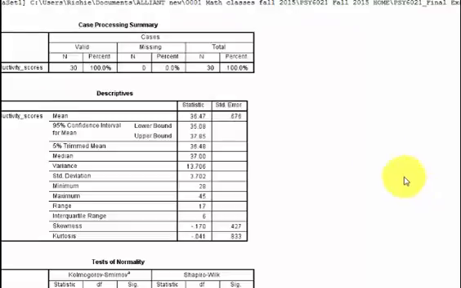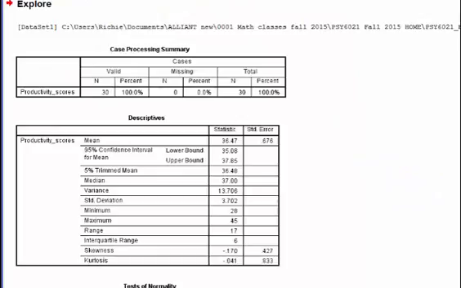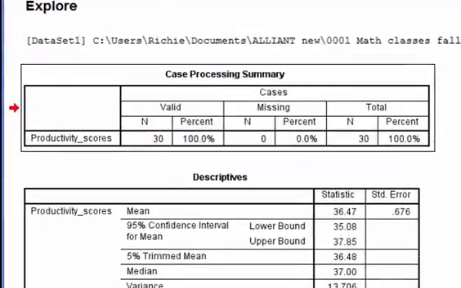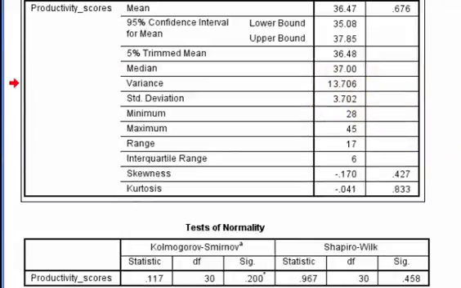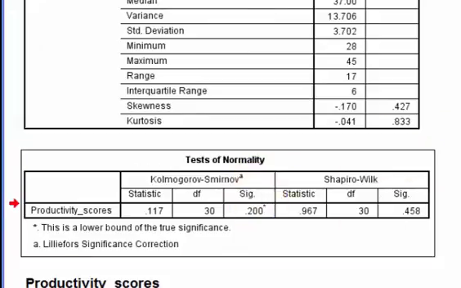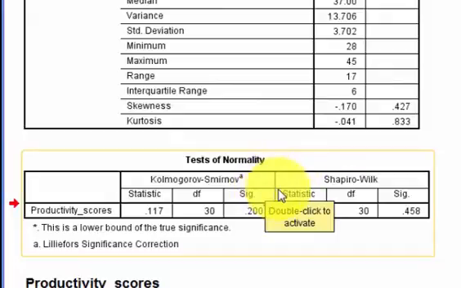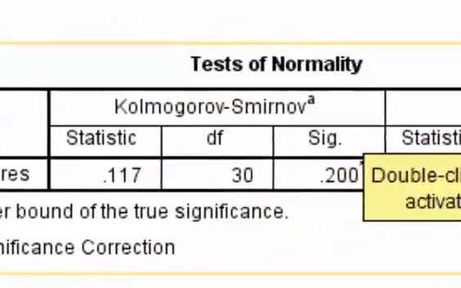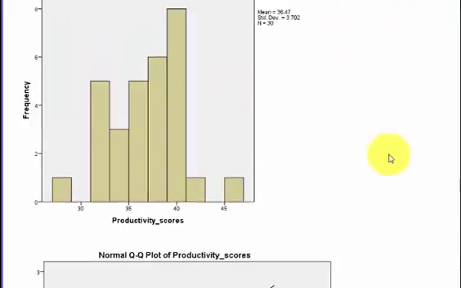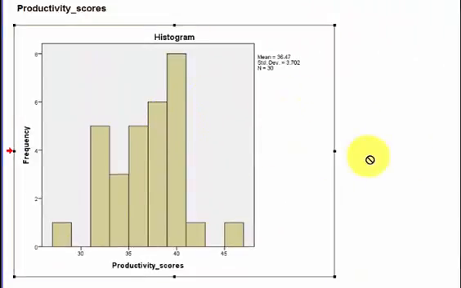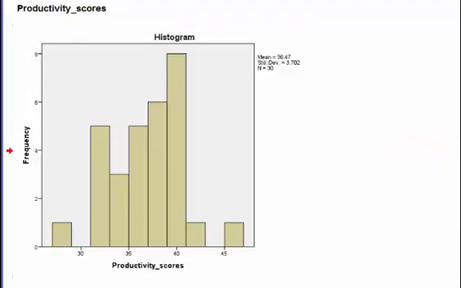And so we got 30 people in it, nobody missing. There's the mean. And there's the normality test. So the Smirnov test says that this data, the DV only, is not violating the assumption of normality. There's the histogram. Again, that doesn't look really normal to me, but we're not going to go by that. So normality has been confirmed. So now we're just going to run the test.